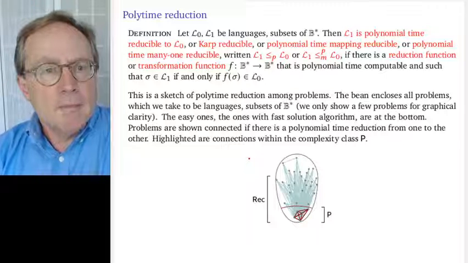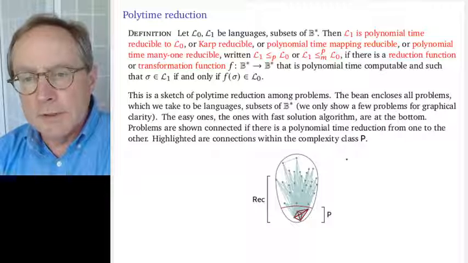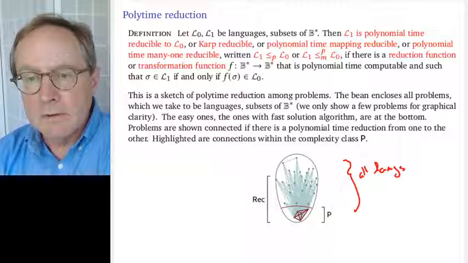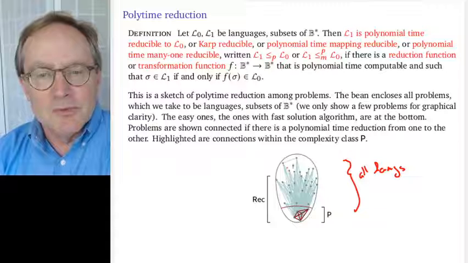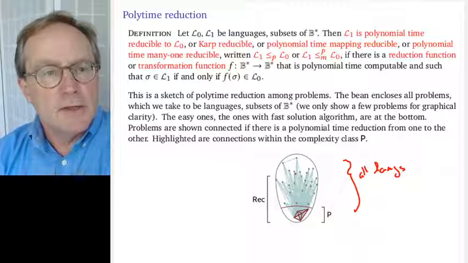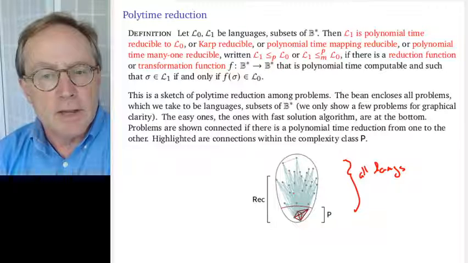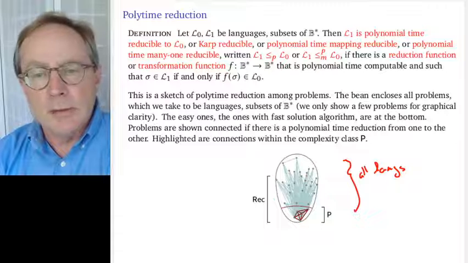It helps to have some mental idea of what's going on, so I drew a picture of all the problems here. All languages. Whoops, I spelled languages wrong. Come on, where's the eraser? There we go. All languages. There are uncountably many of them, so I didn't want to draw all of them, but I drew a bunch of dots to indicate that there are all those languages scattered throughout the diagram. And down there is P. All the computable languages are in here.